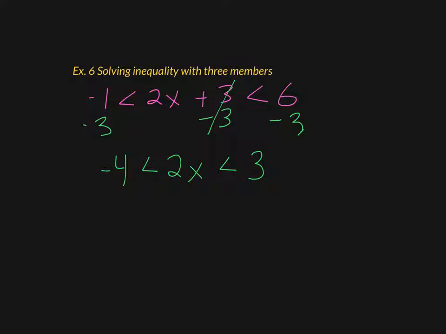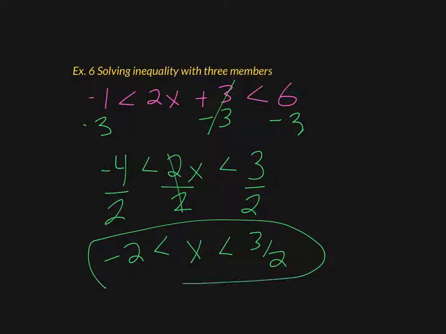Now, how do we get the 2 away from the x? We divide. So if we're dividing by 2 here, we divide by 2 on the left, and divide by 2 on the right. So now we have that negative 2 is less than x, which is less than 3 halves. This will be our final answer.